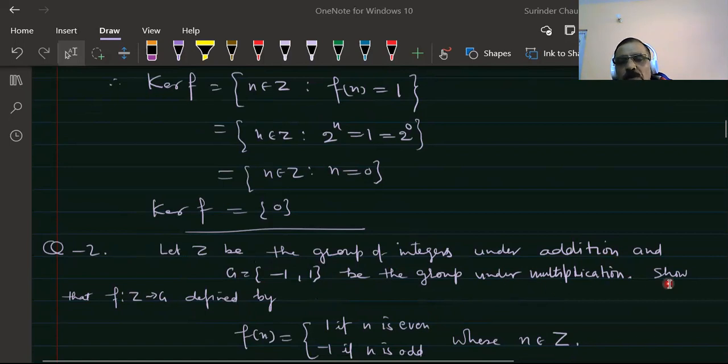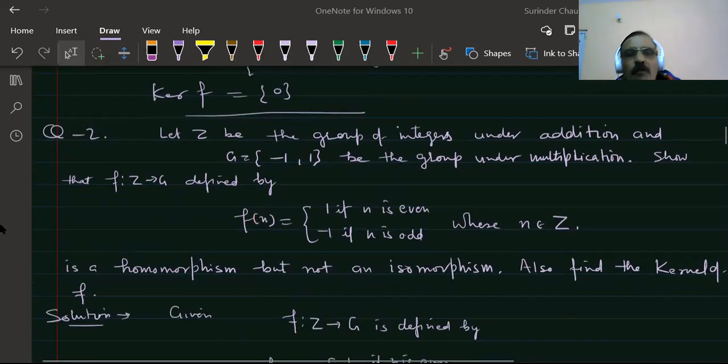Let G be the group under multiplication. Show that the mapping f from Z to G defined by f of n is equal to 1 if n is even, and minus 1 if n is odd, is a homomorphism but not an isomorphism, and also find the kernel of f. So we have to show that this mapping is a homomorphism but not one-one.